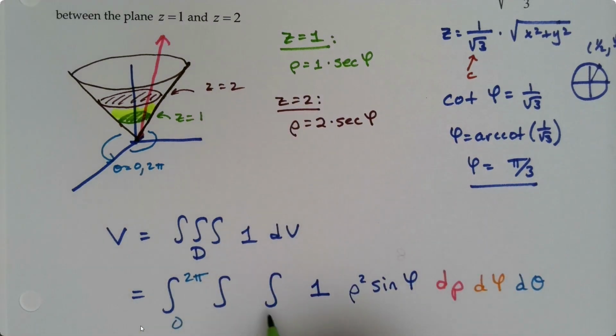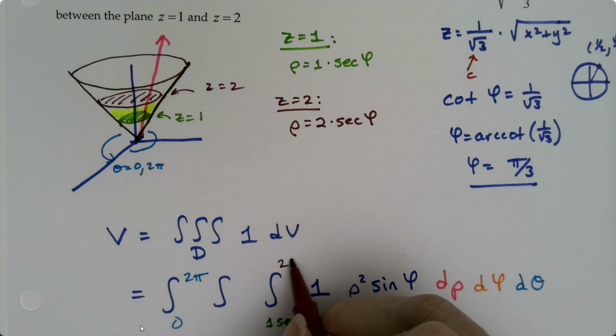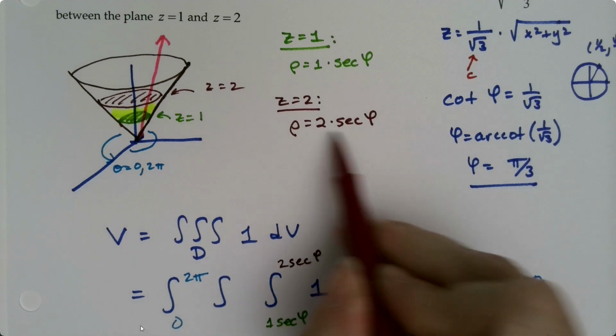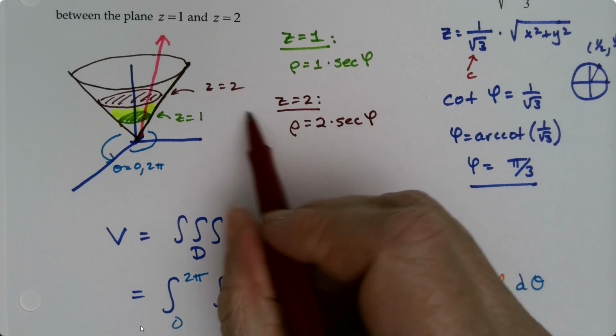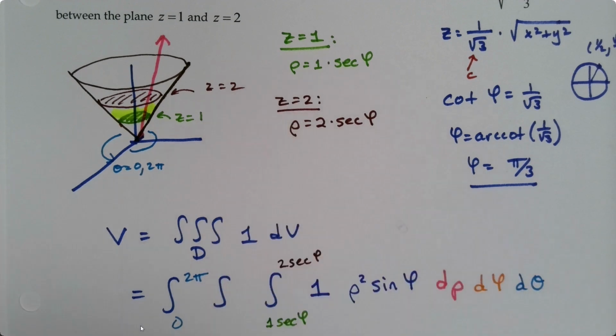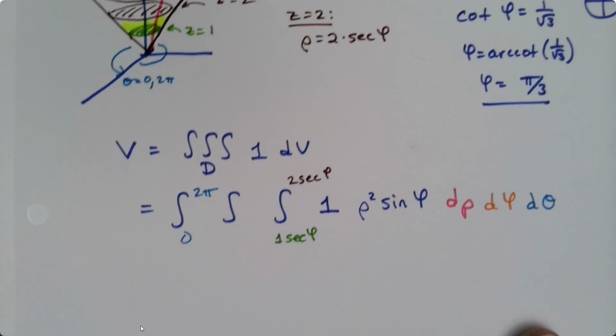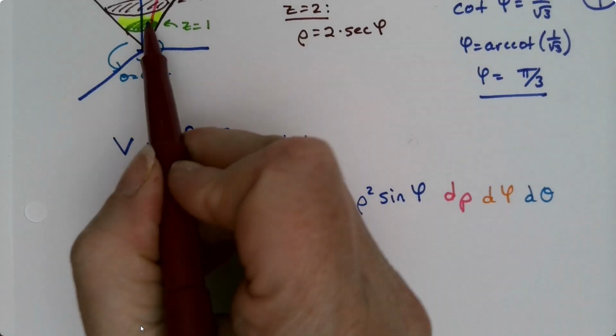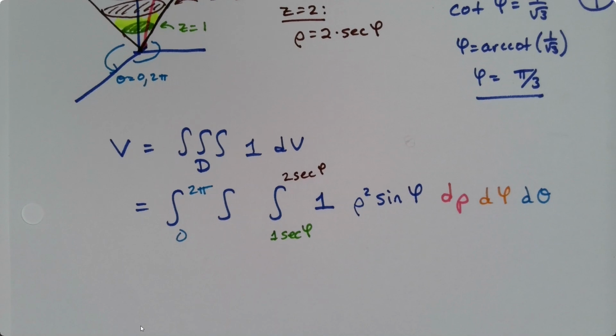That is rho equals 1 secant of phi, or just secant of phi, if you will, and 2 secant of phi. We already figured those values out. I crisscrossed them, but that's what they are. So we know where we're hitting. Those are a little bit tricky, but we figured it out.